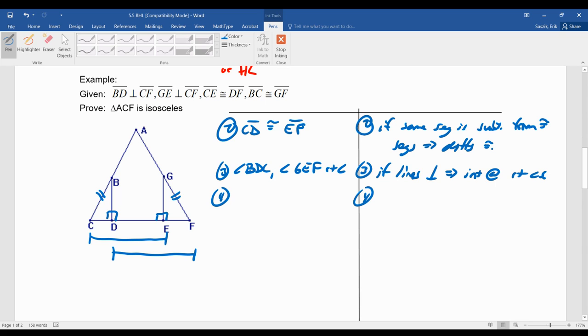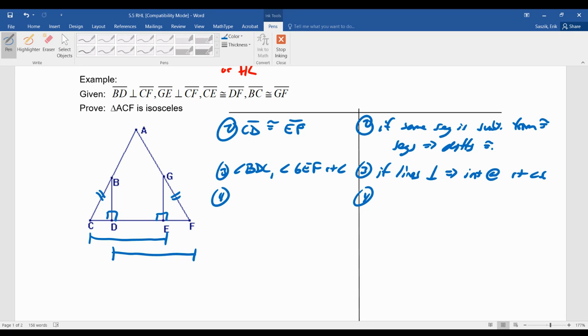Okay, now this is nice. If you look ahead, then how are you going to prove these triangles congruent? You have a right angle. You have CD congruent to EF. You're given BC and GF, which are the hypotenuses. You know you're going to use HL or RHL.